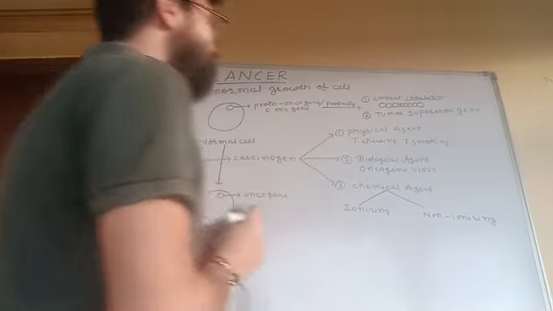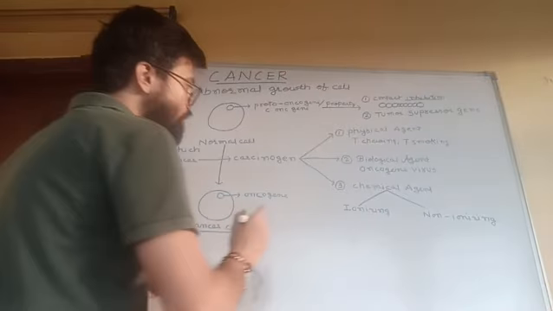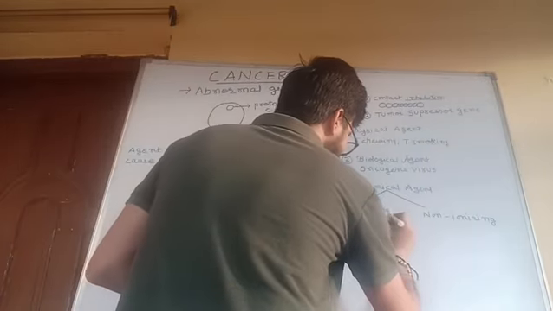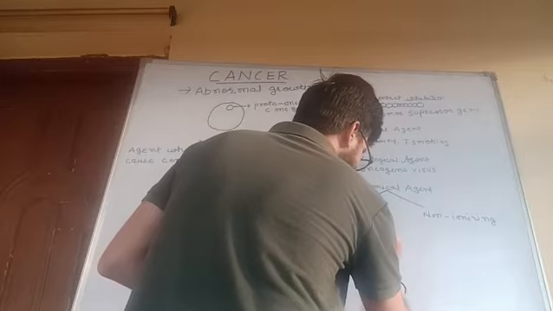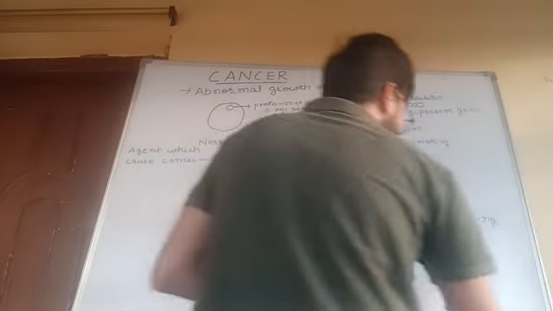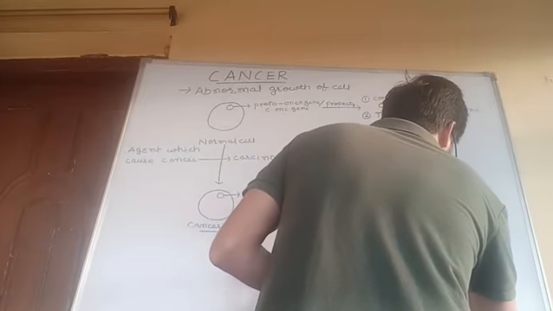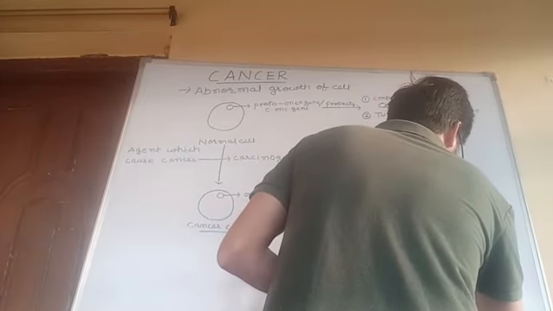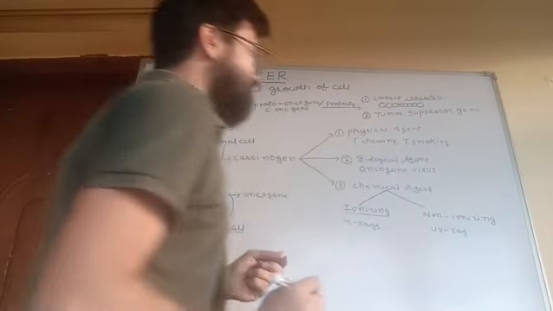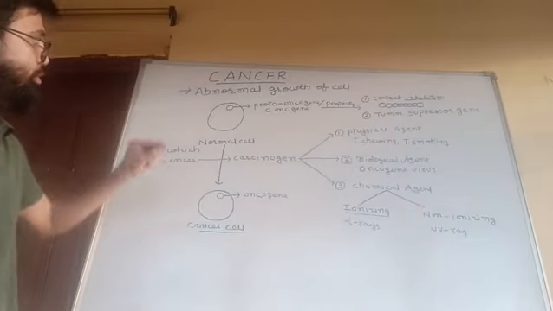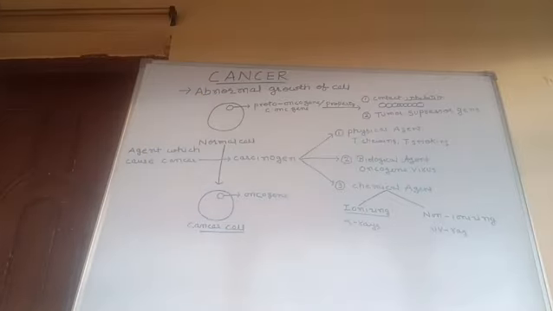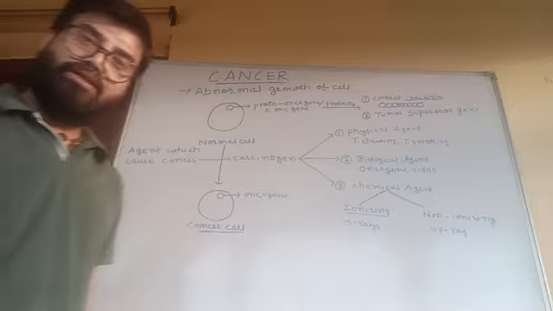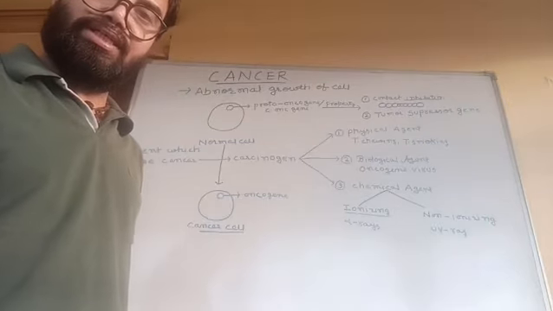In the category of the ionizing, which one will come here? The alpha rays come under the category of ionizing radiation, and non-ionizing radiation, ultraviolet ray, come under this category. These are the agents which change the normal cell into the cancerous cell. This agent helps in changing the normal cell into cancerous cell.